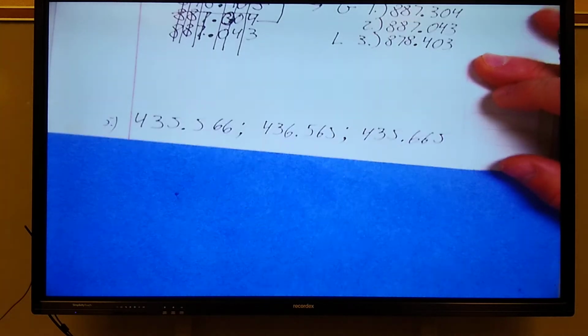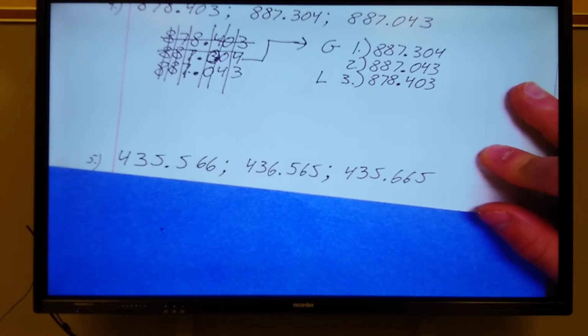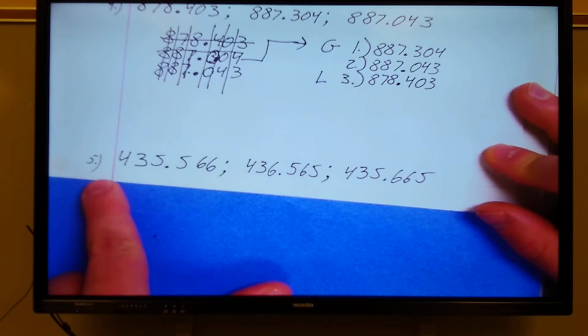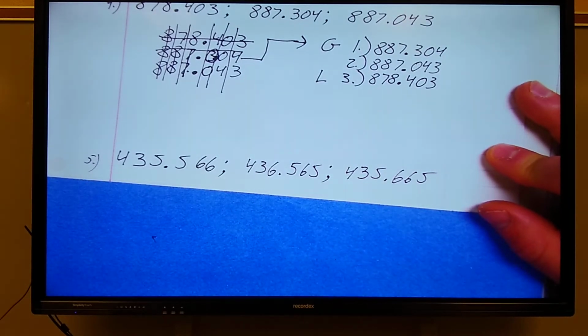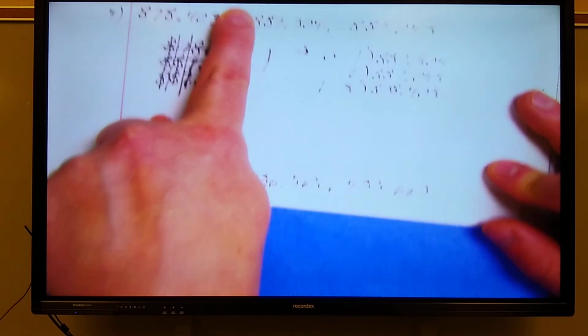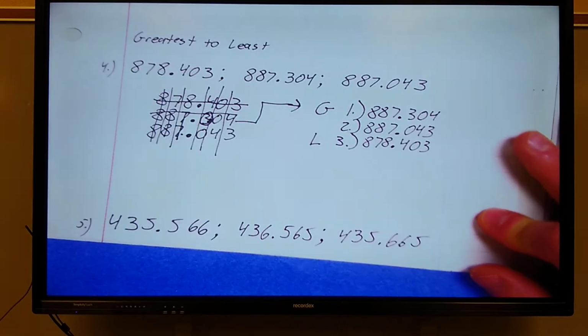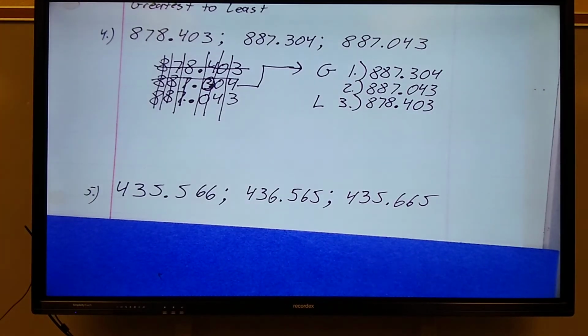Same thing here. I'm going to leave this one up here for an example. Do number 5. 1, 2, 3 numbers. Order greatest to least. Pause the video and get that done and get it right.